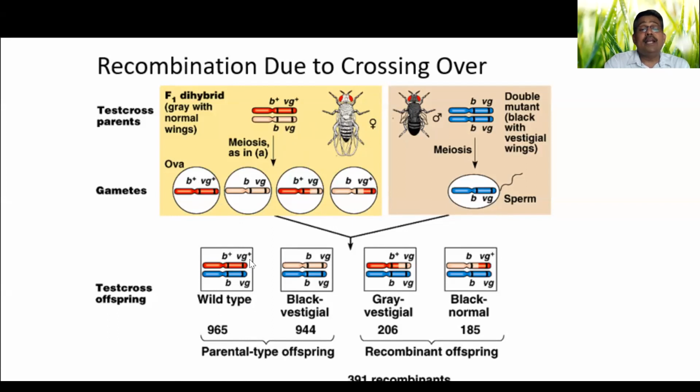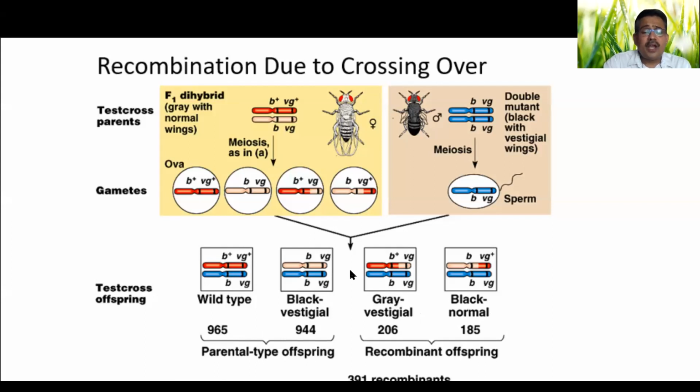So this is the wild type. Another possible combination is B and BG, which is also homozygous. This is the black and vestigial type, and you will get a recombinant. In this case, gray vestigial and black normal.